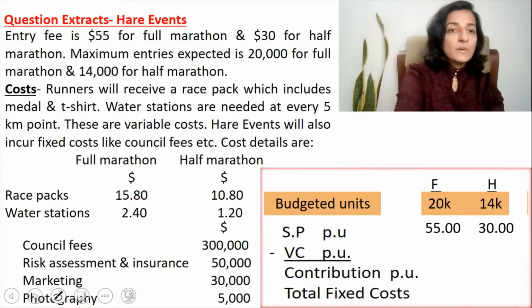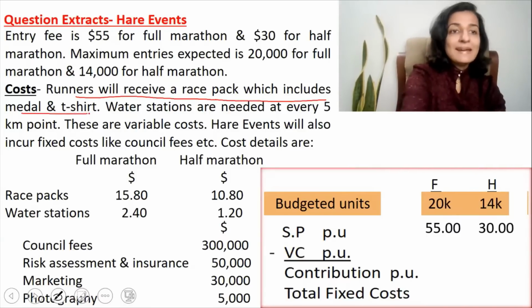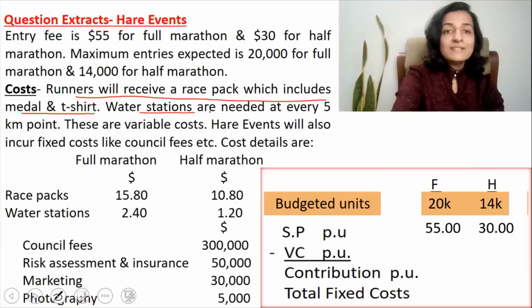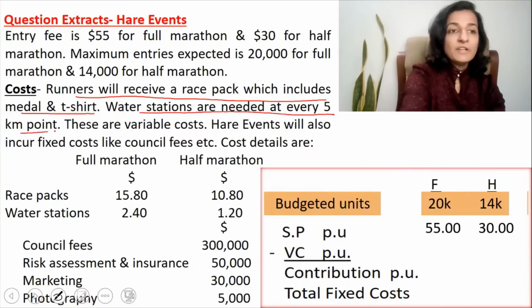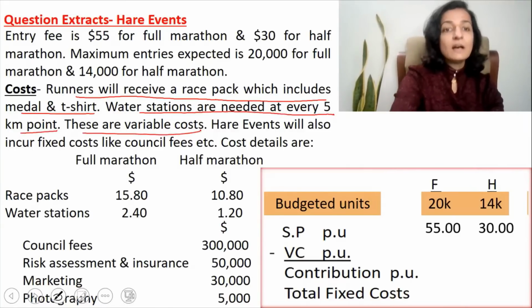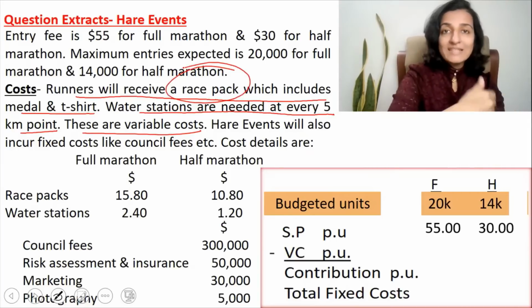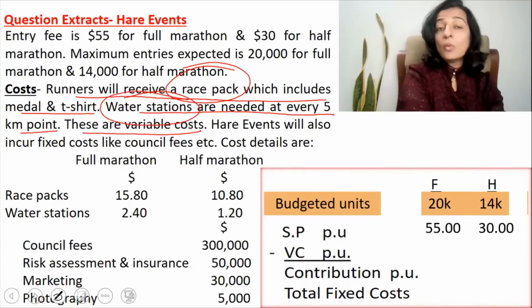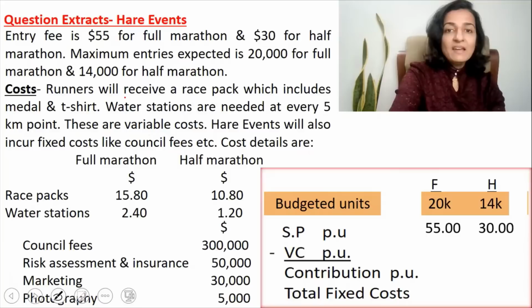Now coming to the cost part. Runners will receive a race pack, which includes a medal and a t-shirt. Water stations are needed at every 5 kilometer point. These are variable costs. What are the two types of variable cost? One is the race pack that is being distributed, and the second one is the cost of the water stations that have to be set up. Hare Events will also incur fixed costs like council fees, etc.